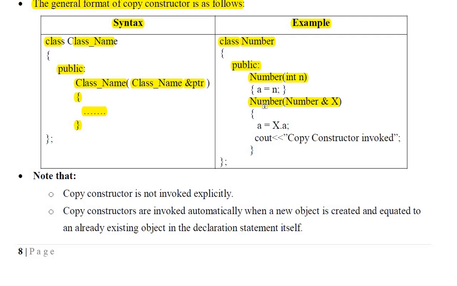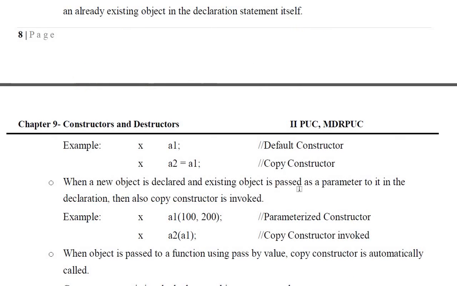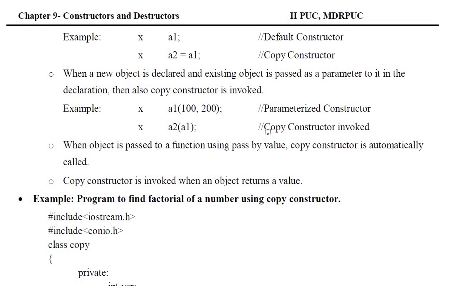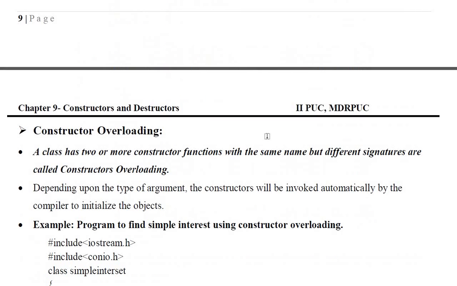So always in a copy constructor we are using objects as parameters or arguments. In a parameterized constructor we are using normal variables as parameters, but in a copy constructor we are using a class and object as the parameter. So this is about the copy constructor. A copy constructor is not invoked explicitly. Copy constructors are invoked automatically when a new object is created. So this is about types of constructors.